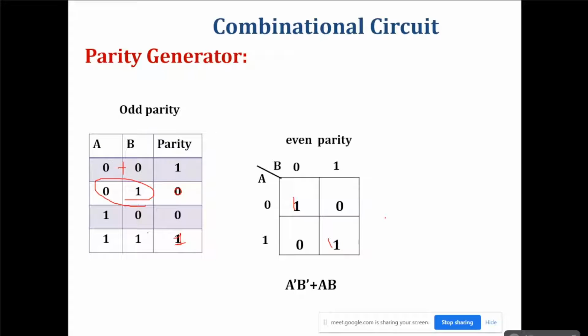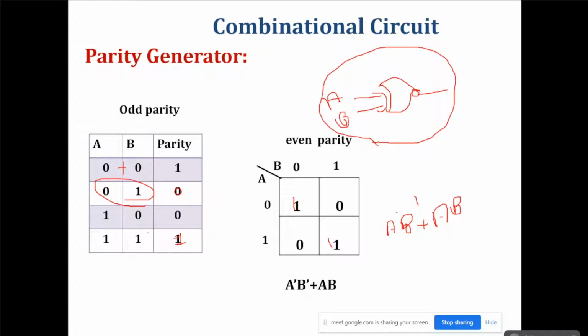So if we solve this K map, we get this A dash B dash plus AB. So what will the simple implementation for this be? Only a simple XNOR gate. Okay. So XNOR is just the complement of XOR. So if we have XOR and a NOT gate, after the XOR, if we use a NOT gate, it will be converted into XNOR.